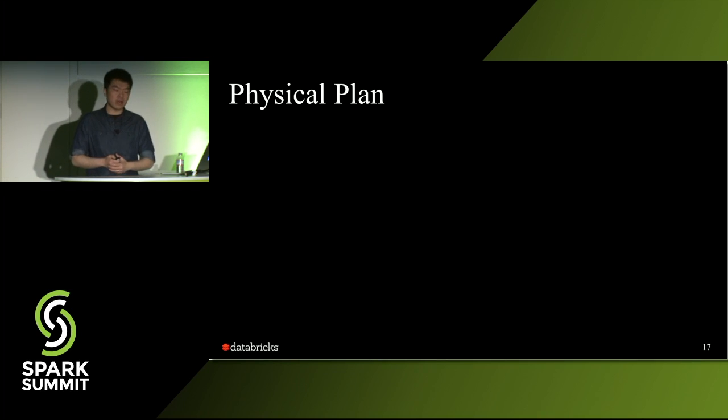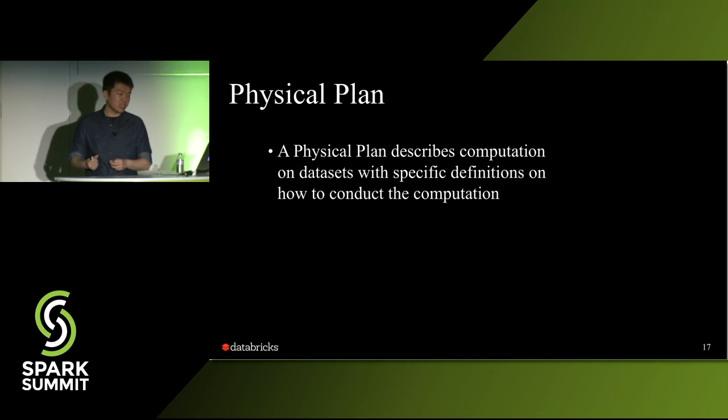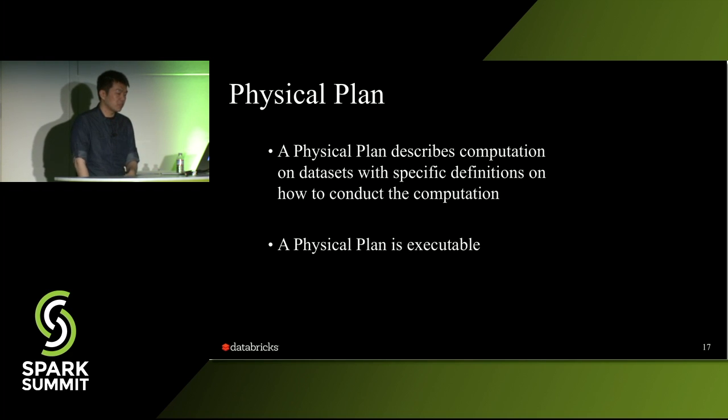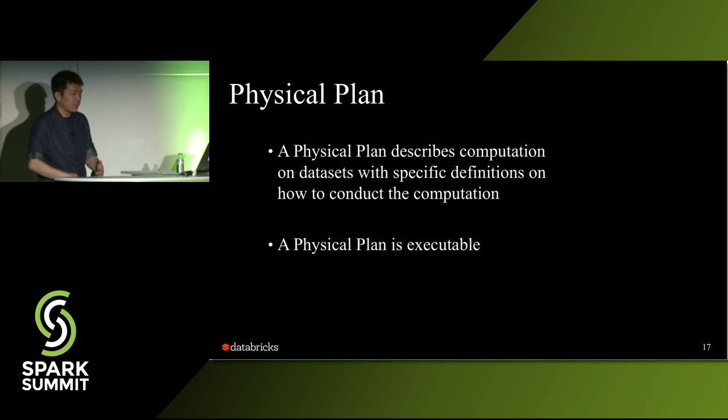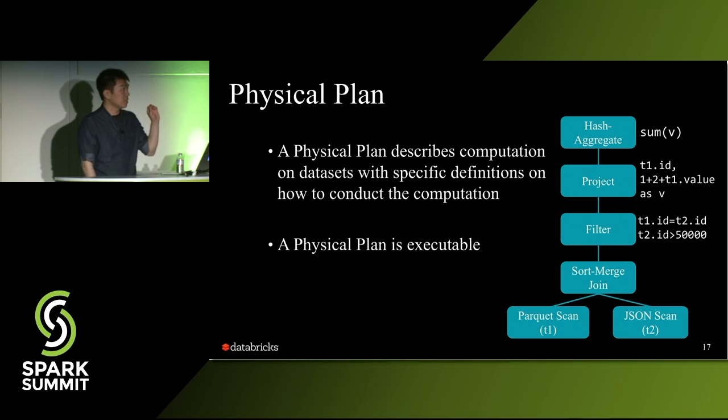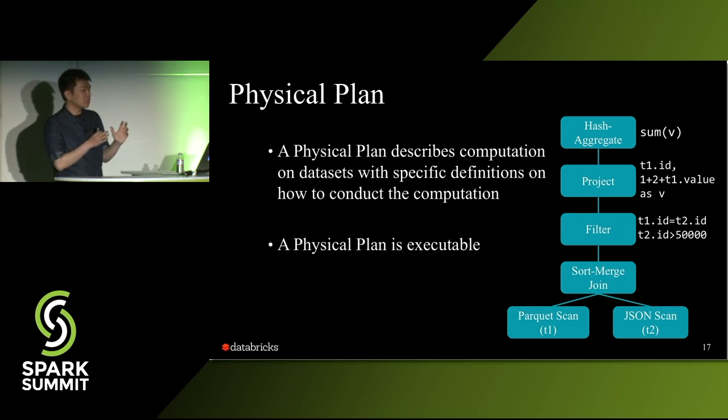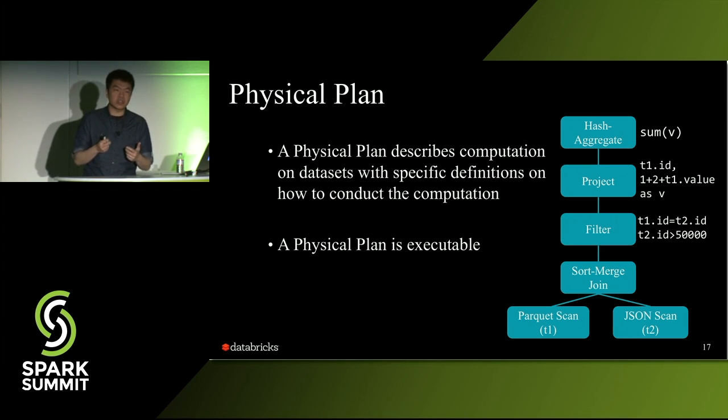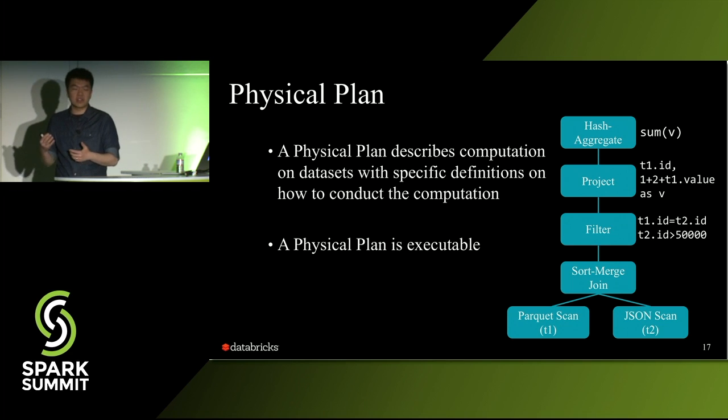The second kind of query plan is called a physical plan. A physical plan describes computations on a data set with a specific definition of how to conduct the computation. So a physical plan is actually executable. You can actually run it, and it will evaluate your data and give you the result. For example, this is an example physical plan. As you can see, the join node here is called a sort-merge join, which means the sort-merge join algorithm is used by this physical join node.